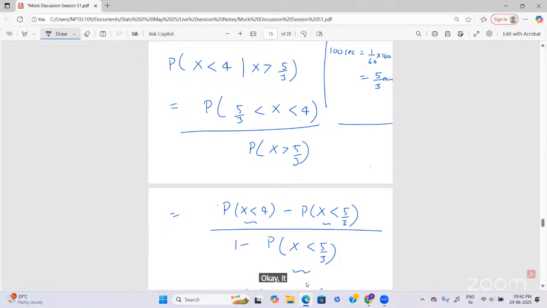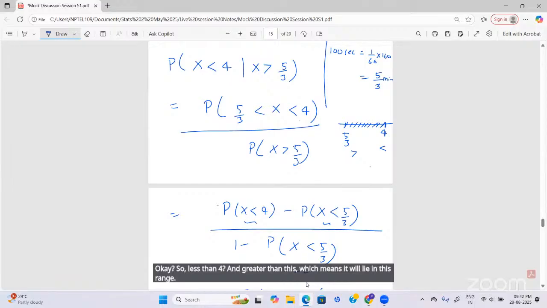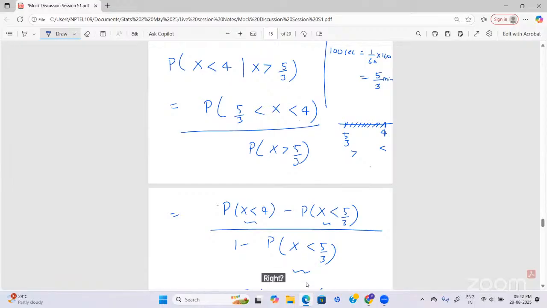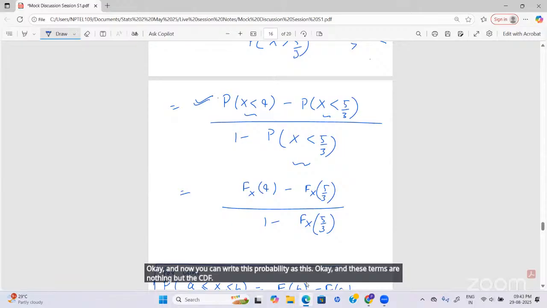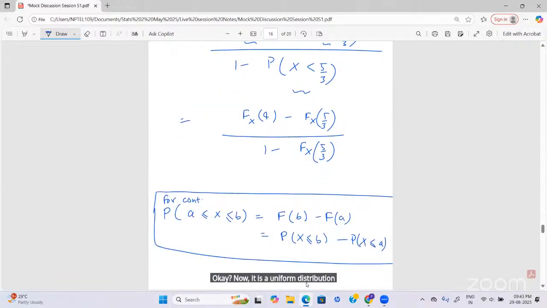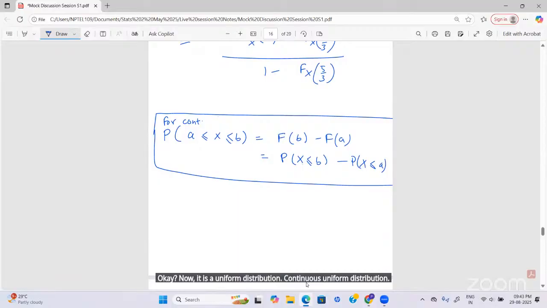It is given that x is less than 4 and greater than 5 by 3, so it will lie in this range. This will be the common part. Now you can write this probability as this, and these terms are nothing but the CDF. Now it is a continuous uniform distribution. If you remember the formula of the CDF for the continuous uniform distribution, you can just use that.